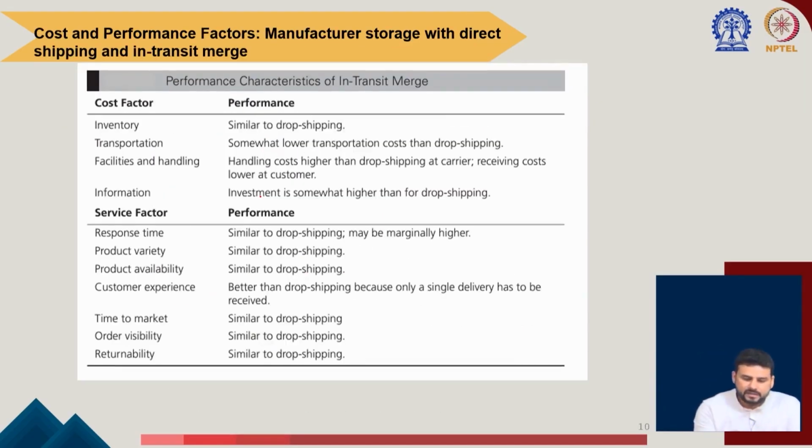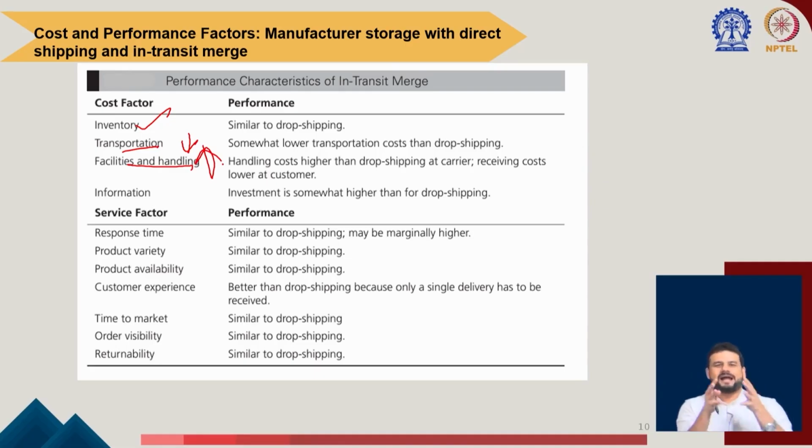So in that way, inventory cost will be similar to drop shipping, because the manufacturer is still maintaining the inventory, you are not maintaining a different location. Transportation is somewhat lower. Why lower? Because you are combining multiple orders and then making one delivery, not multiple deliveries. Facilities and handling cost will be higher. Why? For consolidating the orders, now you need one storage house where all the orders are coming, you are tracking those orders, putting orders together, and then again making it one order and processing. Information, a strong investment is required because you need to track the orders.